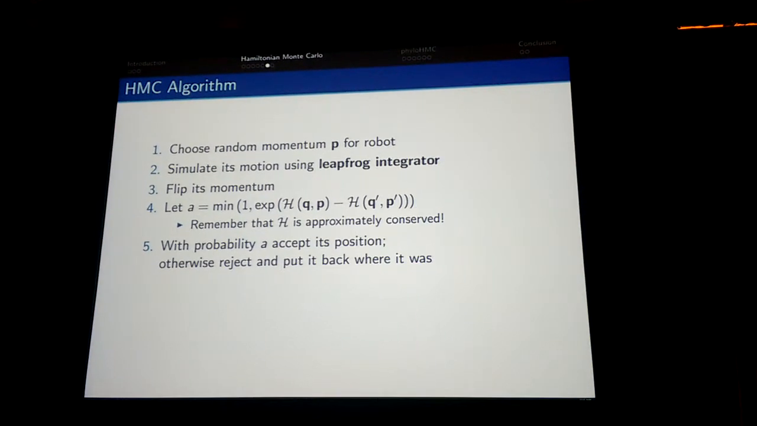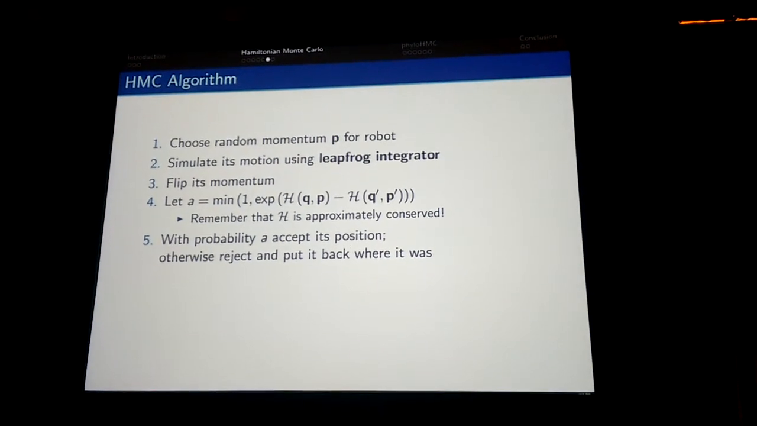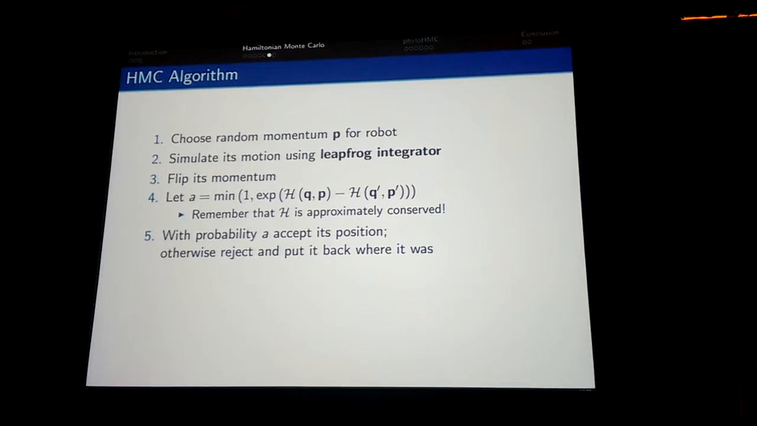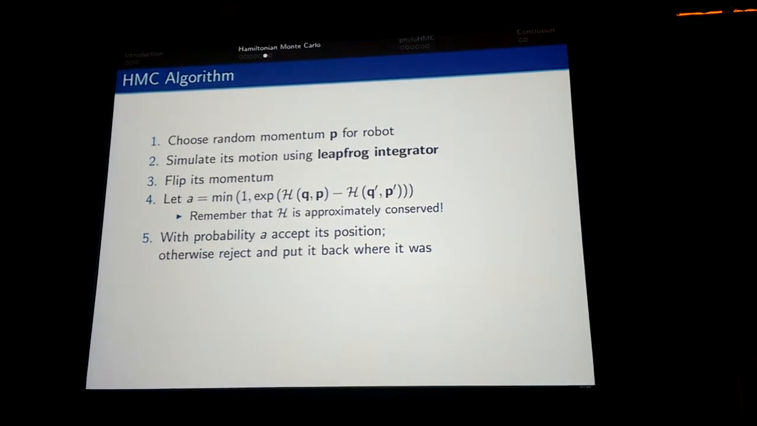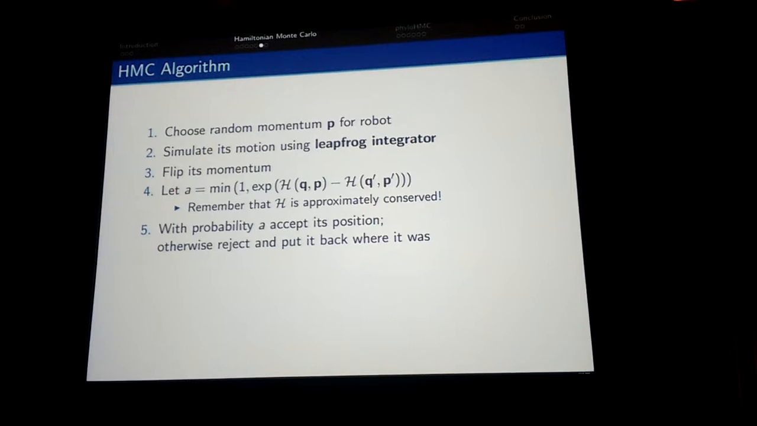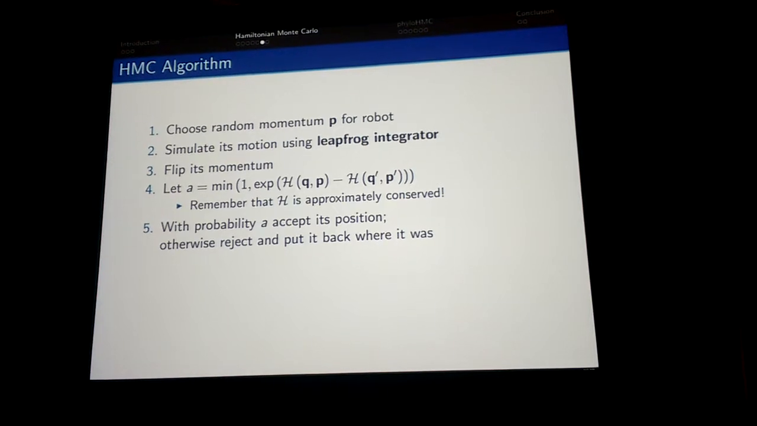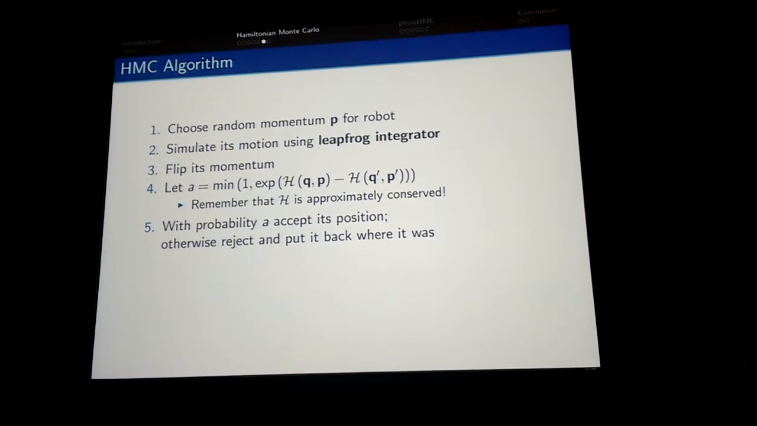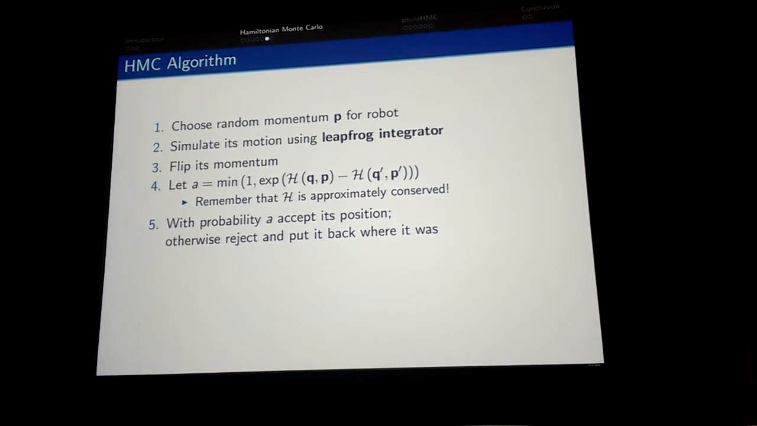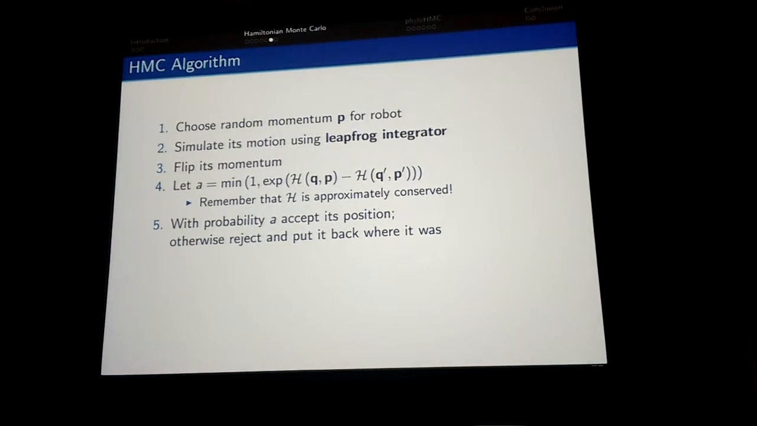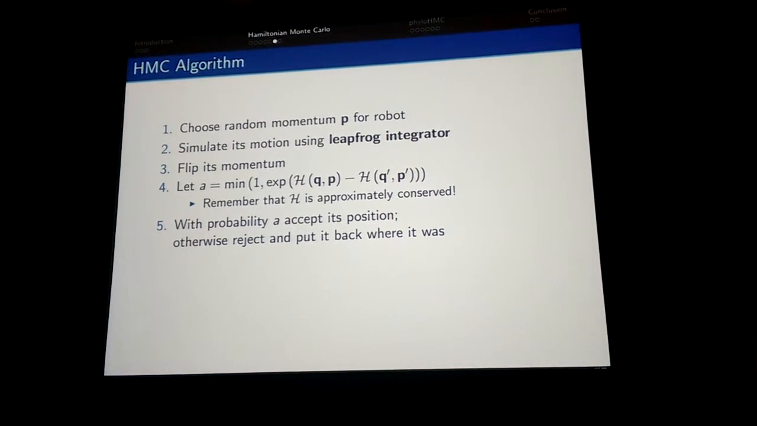So with probability 1, we'd be accepting our proposed state. But because it's an approximation, it may not be very good, but ideally, H is going to be approximately conserved, and we can get very high acceptance probabilities. The other thing to emphasize is we've simulated the motion of this robot through the space. It's potentially gone quite far away, simply by simulating these dynamics, so we're actually maybe very far from where we started, but we've still hopefully got a good probability of accepting this state.